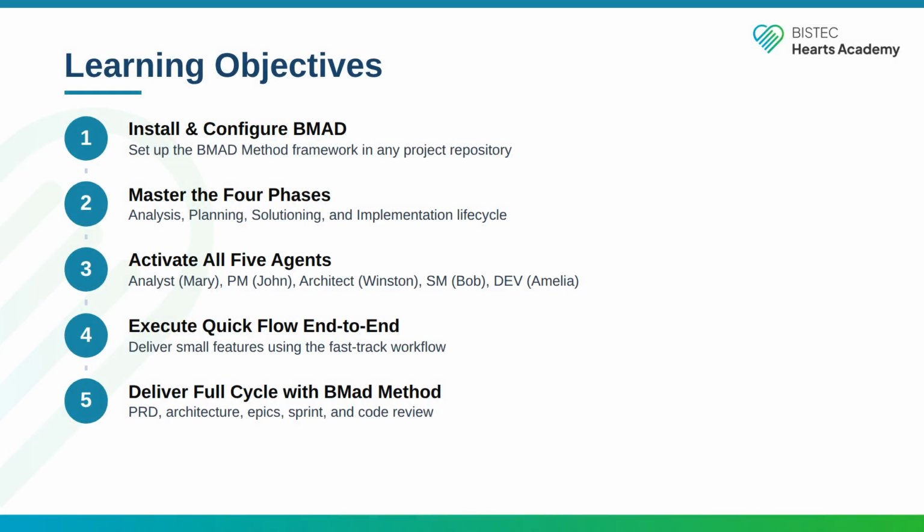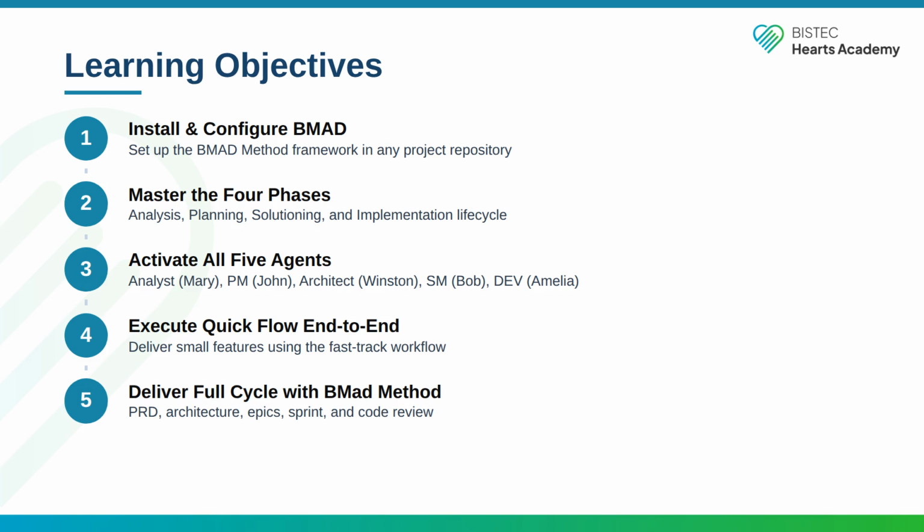By the end of this month, you'll be able to do 5 things. First, install and configure BMAD. Understanding the folder structure and how agents, workflows, and tasks are organized is foundational to everything else. Second, master the 4 phases. You need to know not just what they are, but when to use each one and how they connect. Phase 1 feeds Phase 2, which feeds Phase 3, which feeds Phase 4. Inconsistency between phases is the most common failure mode.